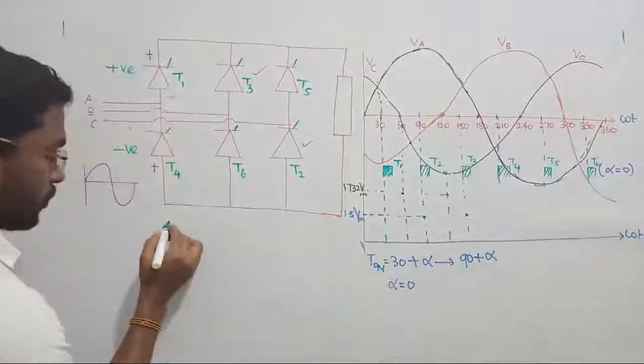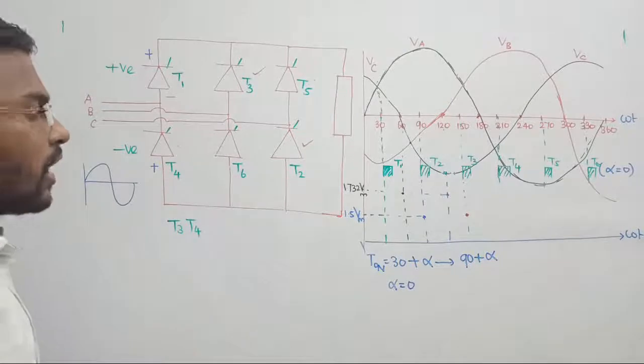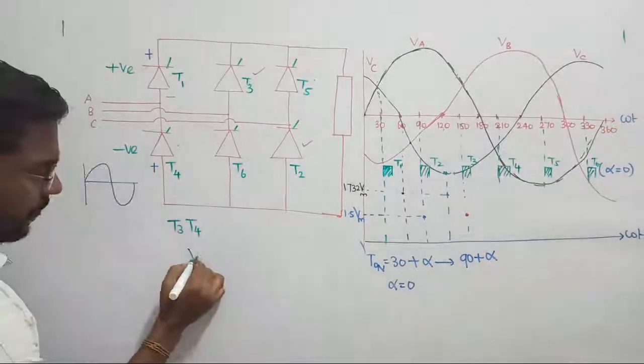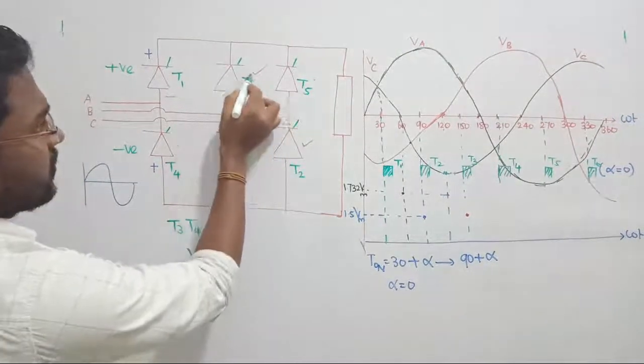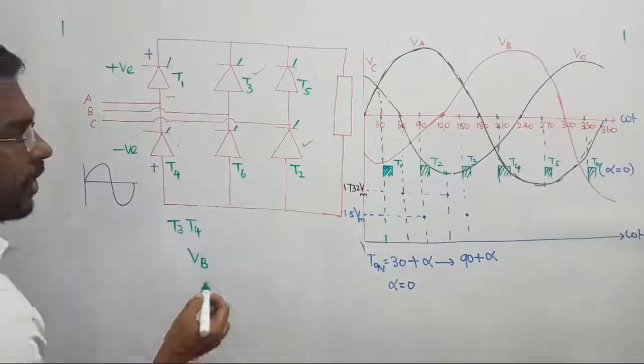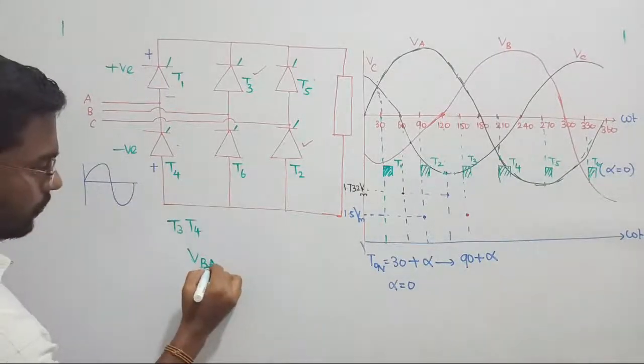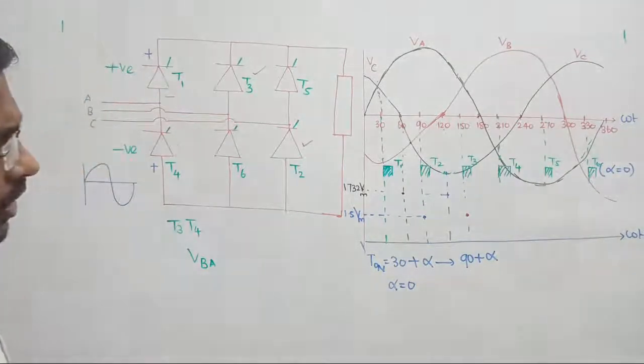T3 T4, right? So T3 T4, which is positive, which is negative? Upper leg is positive, right? So let us see. V upper leg, where is upper leg? This is. Who is here? What voltage is there? Phase B voltage. So VB. Lower leg is T4, where is it? It is here. What leg is that? VA. T4 or T2? What is this?